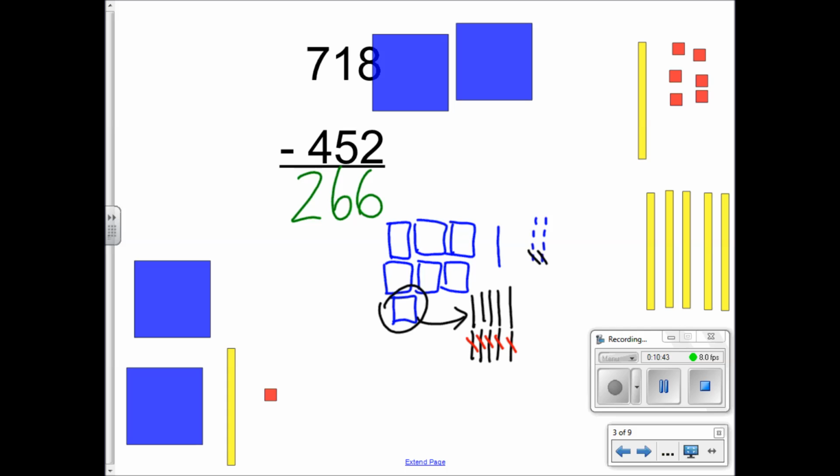I have 6. Now I have these hundreds. Can I subtract 4? Yes, I sure can. 1, 2, 3, 4. This one's already gone because it was traded. So how many hundreds do I have? 2. Absolutely. So I have 200, 6 tens, and 6 ones, which is the number 266.